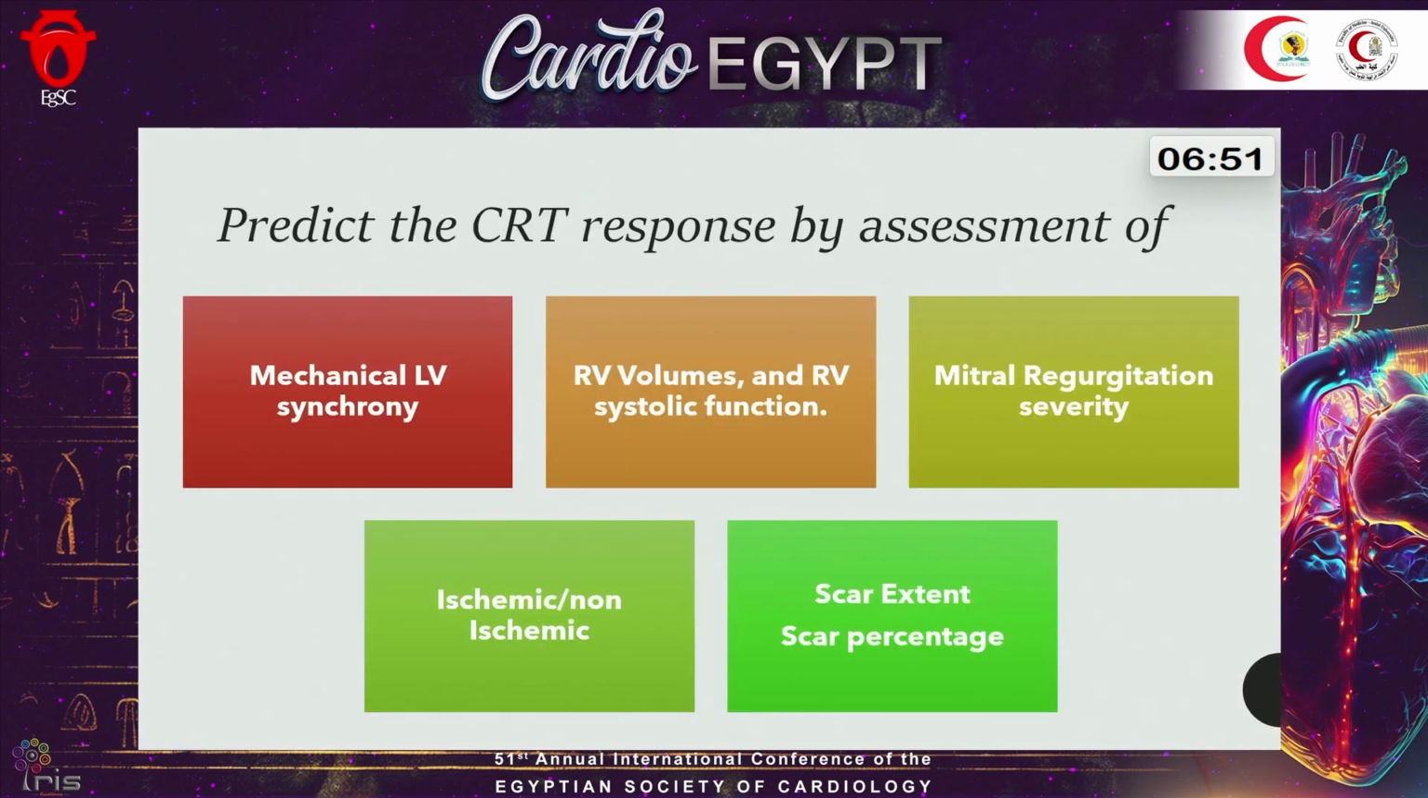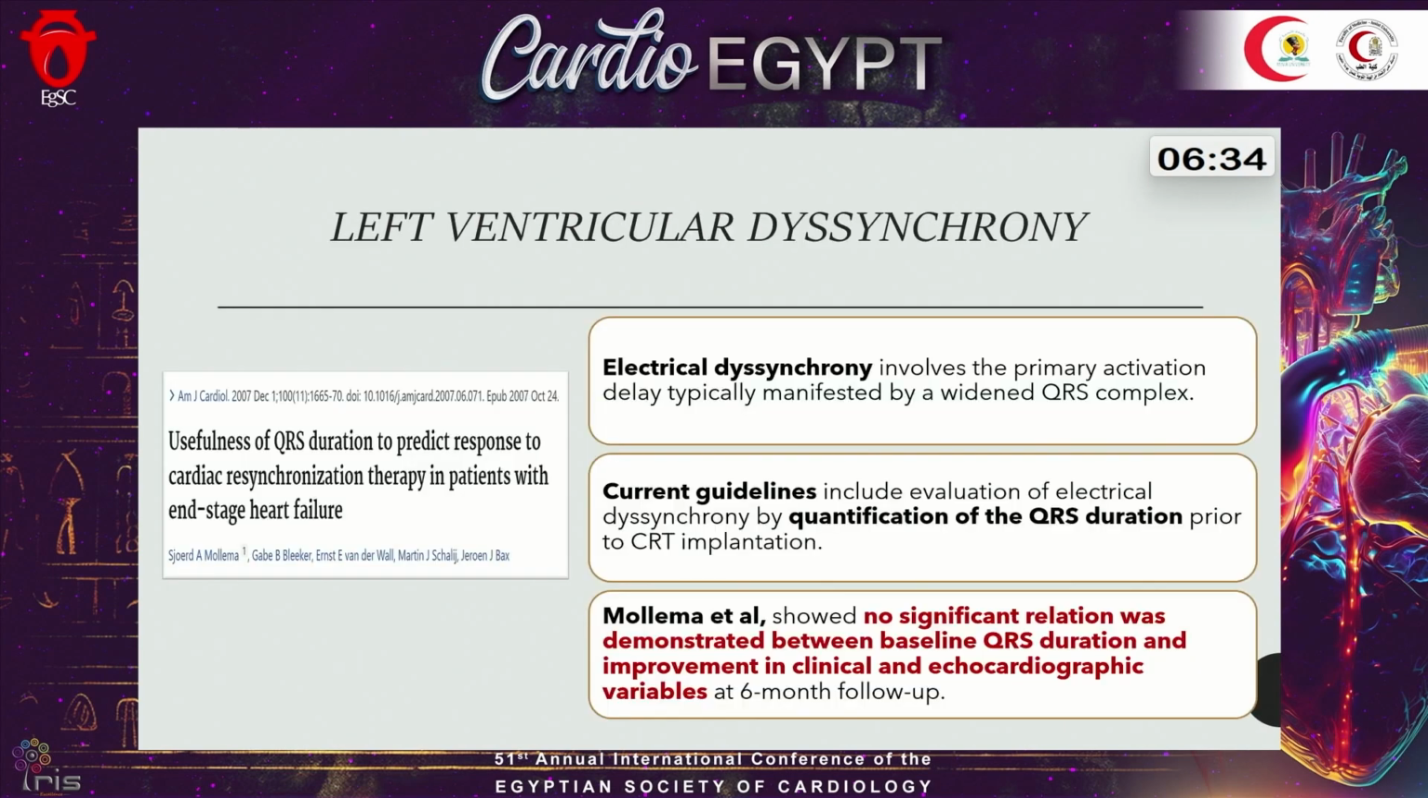There are multiple predictors for responders and non-responders, such as mechanical LV synchrony, RV volumes and RV systolic function, mitral regurgitation severity, scar, and ischemic and non-ischemic pairs. First, what about LV dyssynchrony?